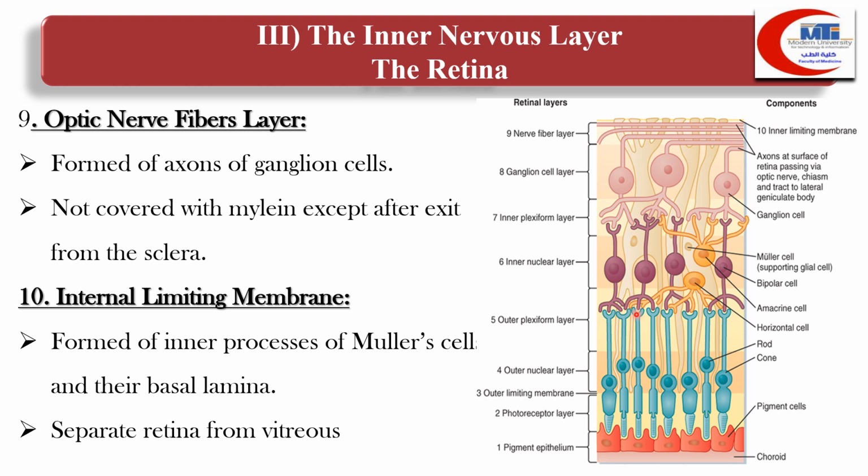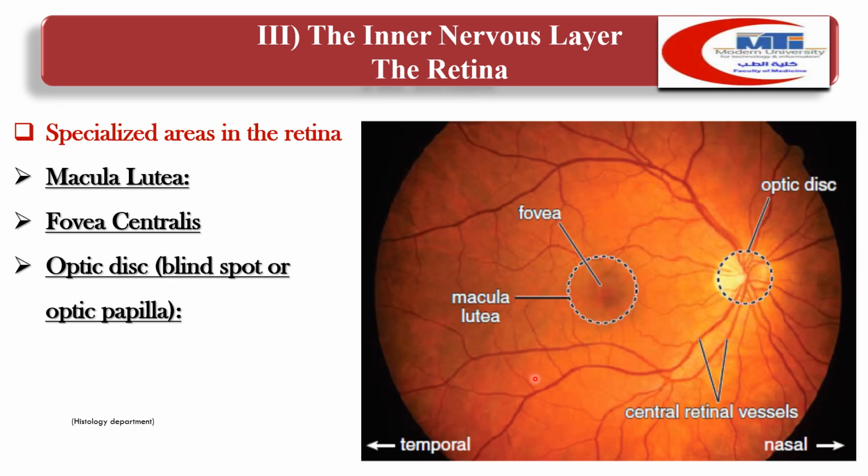The internal limiting membrane, as we mentioned with Müller cells, is formed of inner ends or processes of Müller cells and their basal lamina, and it separates the retina from the vitreous. There are specialized areas in the retina, including the macula lutea with the fovea centralis, and the optic disc, which is also called the blind spot or optic papilla.